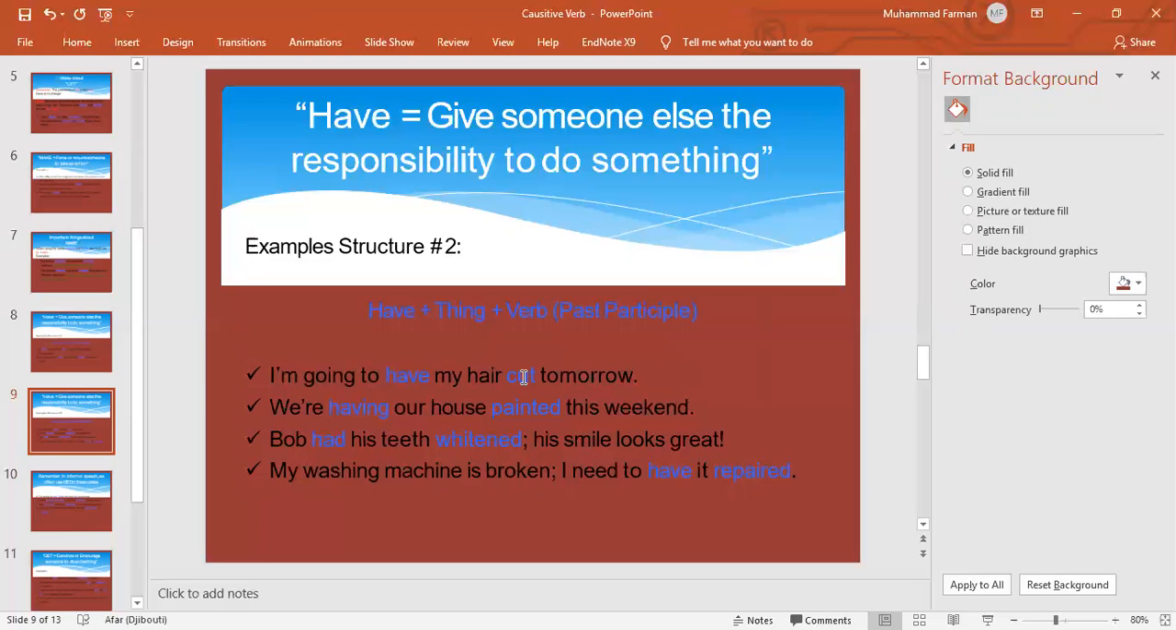Again, the rest of the examples: the second one is, we are having our house painted this weekend. We are having our house painted this weekend. Again, having is a form of the verb have, used as a gerund or participle, and painted is again the past participle. In the third example, Bob had his teeth whitened. His smile looks great. My washing machine is broken. I need to have it repaired.